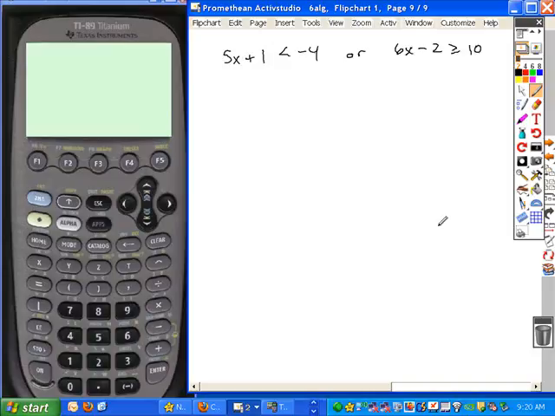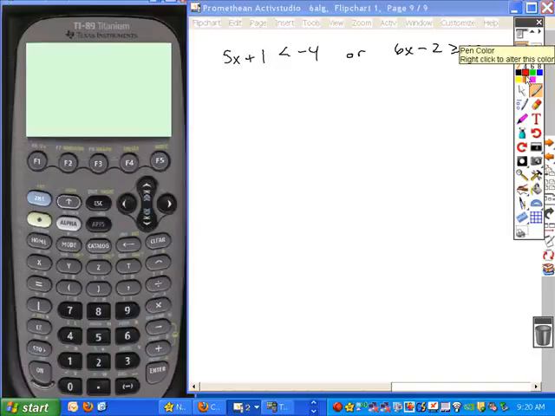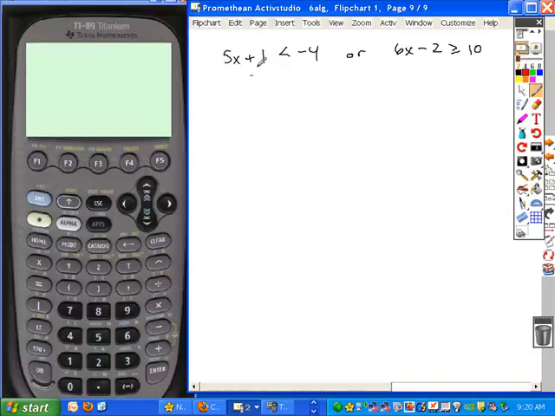All right, so let's take a look at this. Okay, if you work through this by hand, we look to isolate each variable. So subtract a 1 from both sides. We get 5x is less than -5. Divide by 5. We get x is less than -1. Do we need to flip the symbol? No, because it's only if you multiply or divide by a negative number. It doesn't matter what your product or quotient equals. It's just if you multiply or divide by the negative.